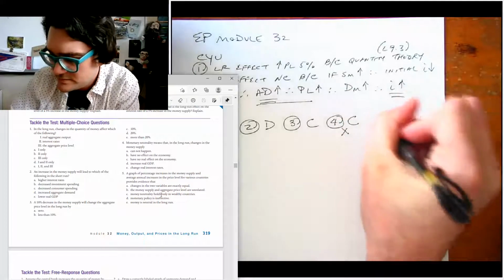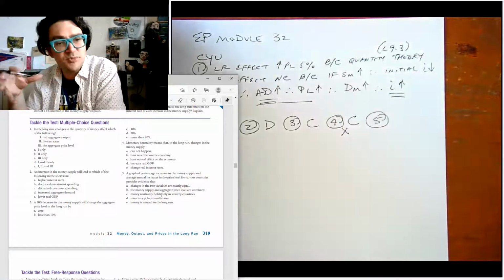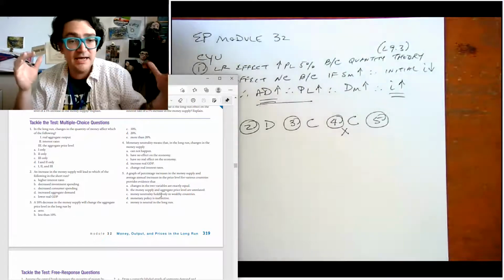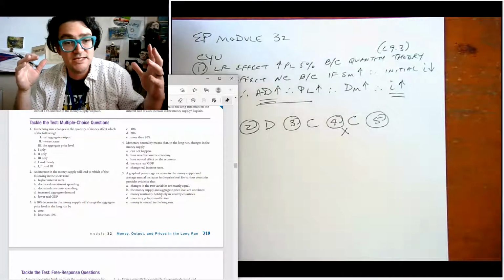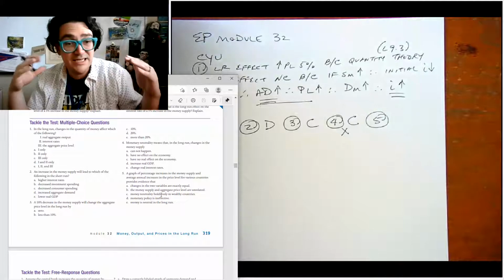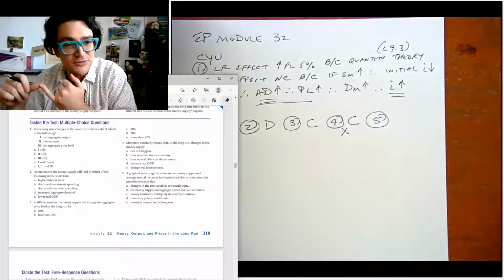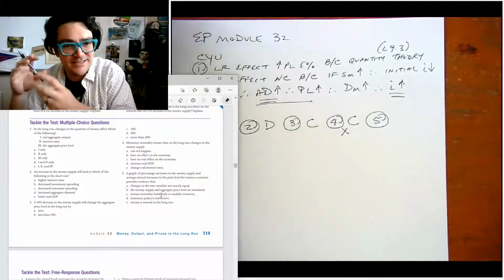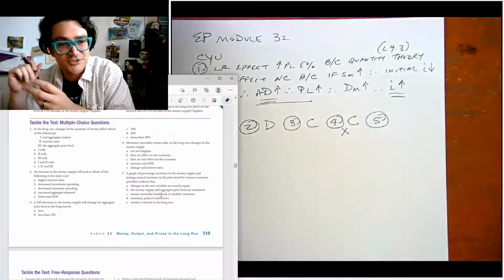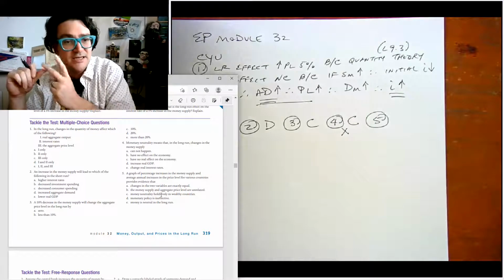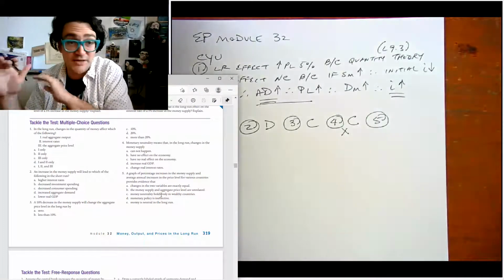Number 5, a graph of percentage increases in the money supply and average annual increases in price level provides evidence that they're related, right? So let's see what we have here. Changes in the two variables are exactly equal. I mean, they're pretty close, actually, so that could be the right answer. Money supply and aggregate price level are unrelated. That's wrong.